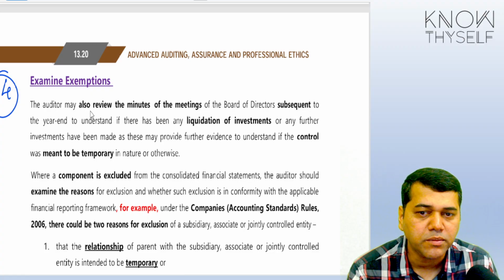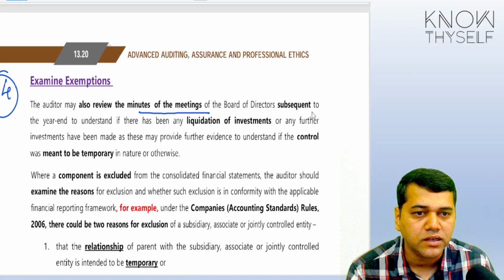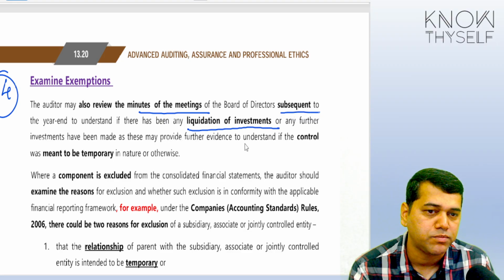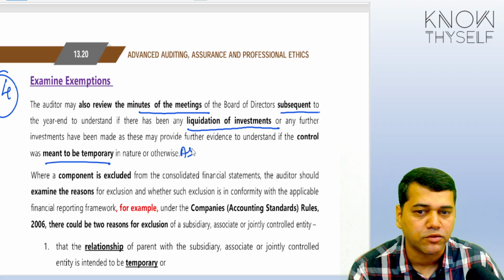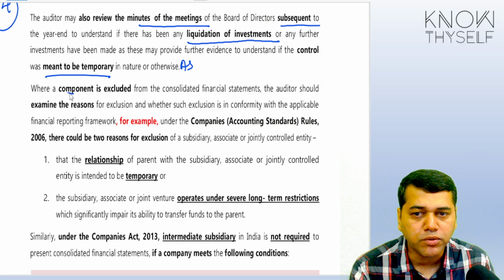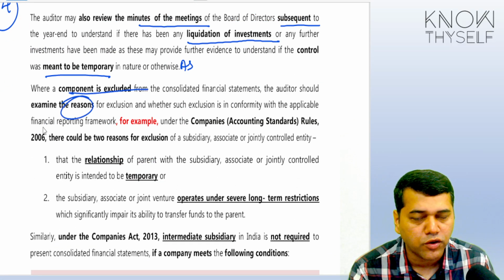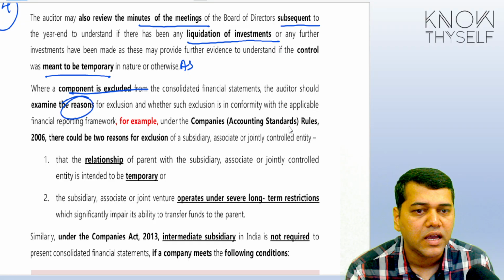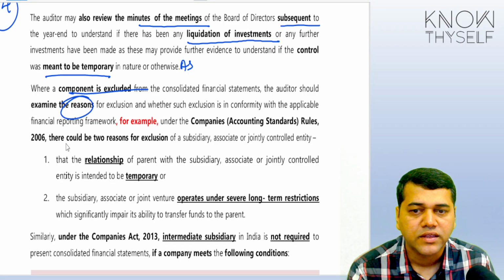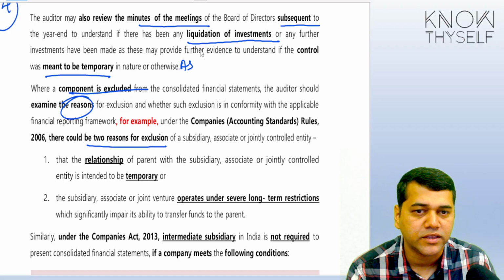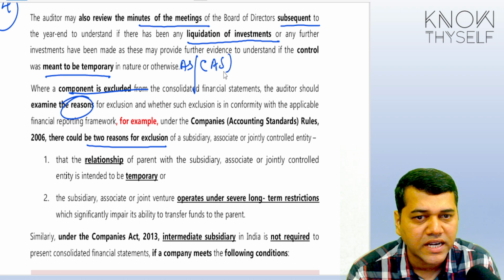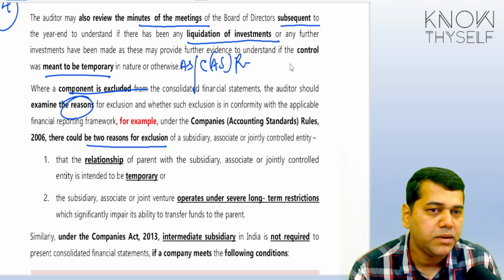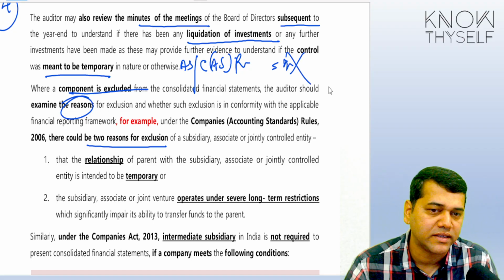Now, the auditor may also review the minutes of the meeting. Subsequent to the year end, is there any liquidation of the investments, or if the control needs to be temporary, if you are doing as per accounting standard. Where any component is excluded, look for the reason. For example, company's accounting standard rules, there can be two reasons for exemptions. Okay, that means this is not only coming from accounting standard, but company's accounting standard rules also talk about it. But in Ind AS, this exemption does not apply.